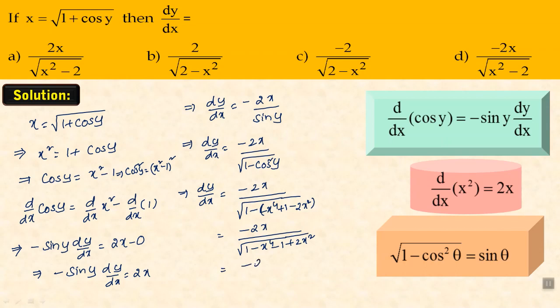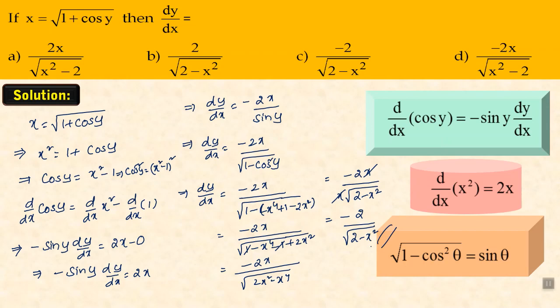This equals to minus 2x divided by square root of plus 1 minus 1 get cancelled, 2x square minus x power 4, that equals to minus 2x divided by, here x square is common, so x into square root of 2 minus x square. This equals to, x gets cancelled, minus 2 divided by root of 2 minus x square. Therefore, the answer is option C.